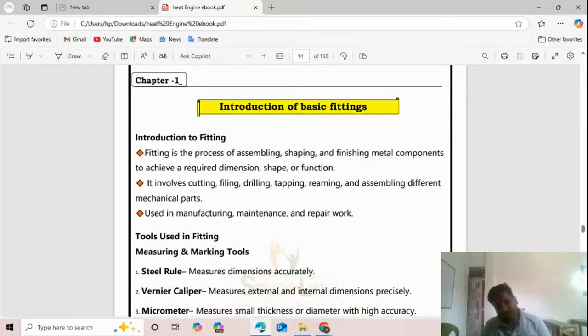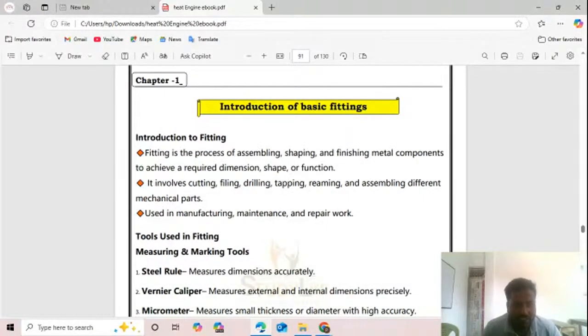Fitting is a process of assembling, shaping and finishing the metal component to achieve the required dimensions. It involves cutting, filing, drilling, tapping, and reaming in assembling different mechanical parts used in manufacturing, maintenance, and repair work. Tools used in fitting.